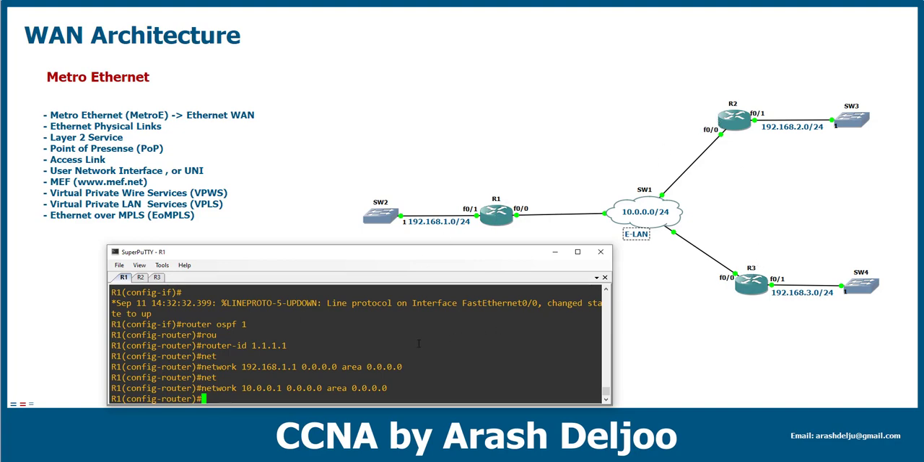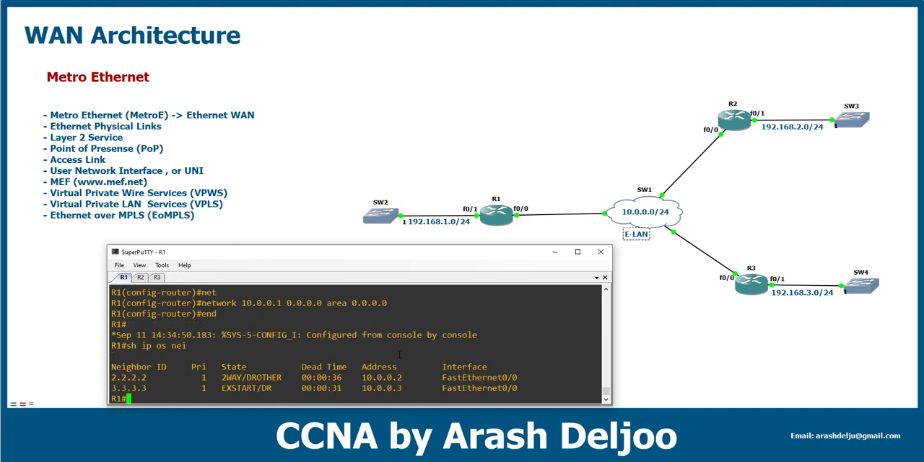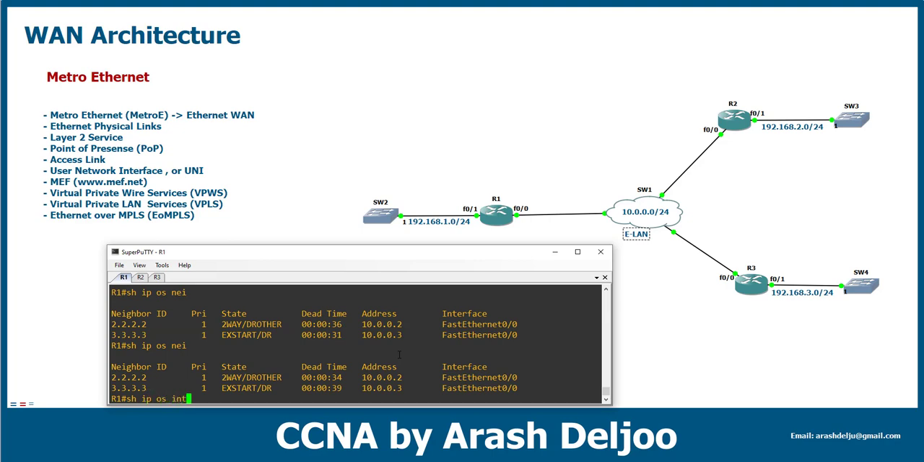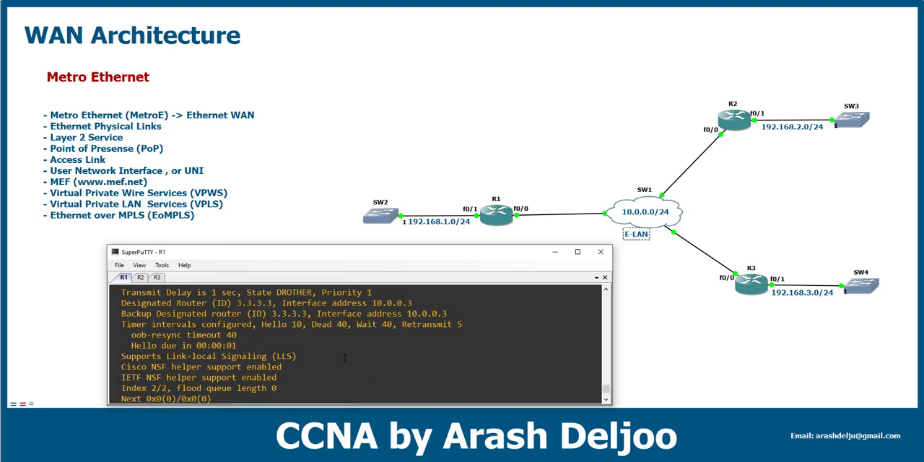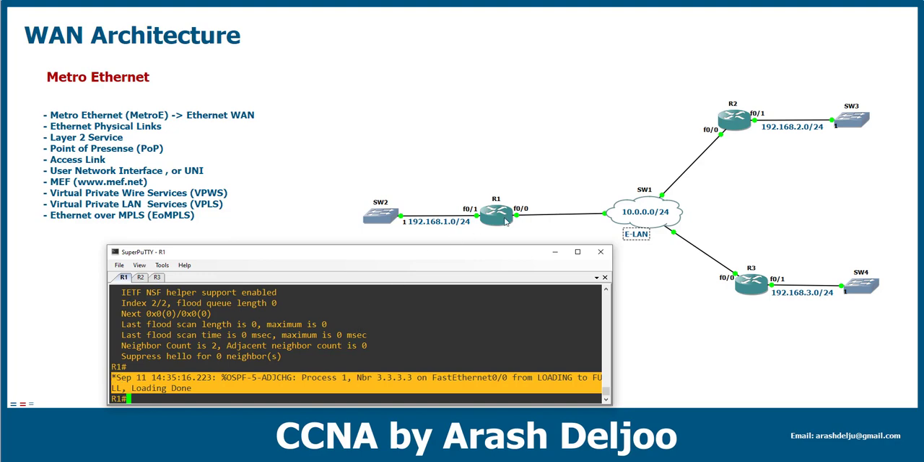You know that now we should select the DR and BDR because this is a broadcast network. Show ip ospf neighbor can show us that they are working on selecting the DR and BDR. After some seconds, the DR and BDR should be selected, and after that they can establish the neighborship. Look here, we should wait again. Show ip ospf interface FastEthernet 0/0 can show us that we are now working on selecting the DR and BDR. Yes, now the first neighborship was established with router 3.